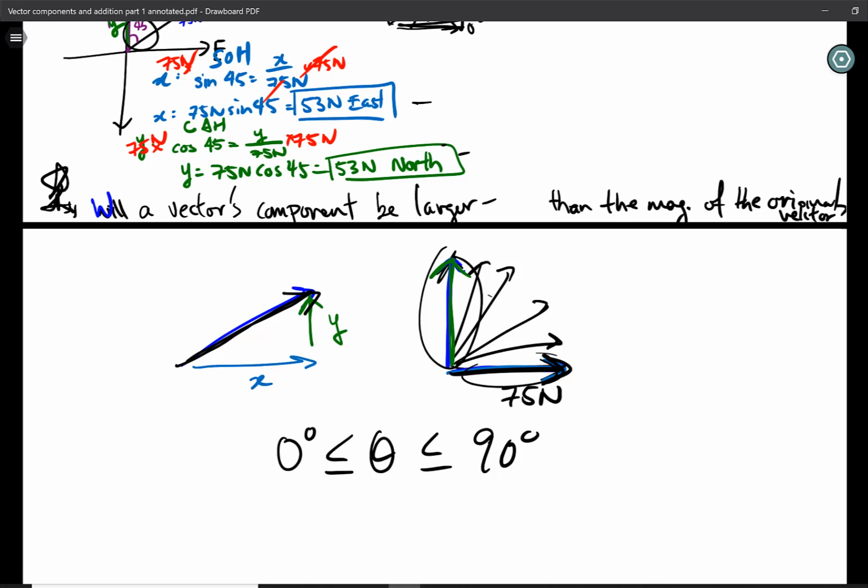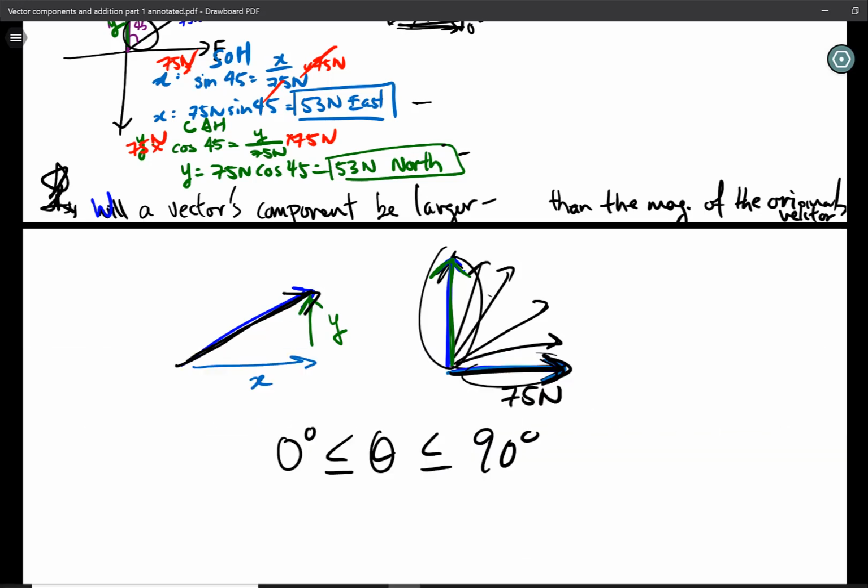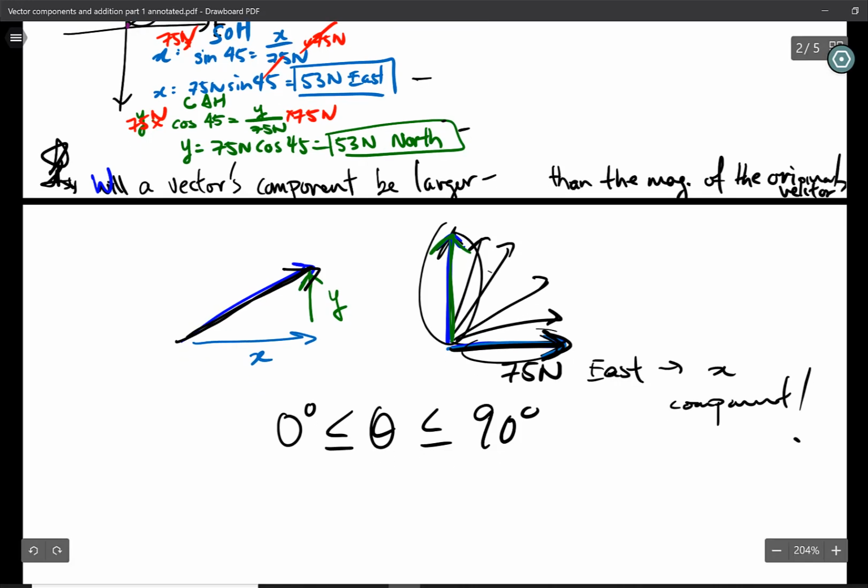So in that case, a vector's component is equal to the magnitude of the original vector. East, that is the x component. Okay, so it can be equal. Equal, yes, check. All right, but can it ever be larger?